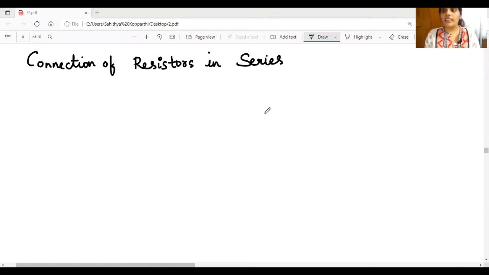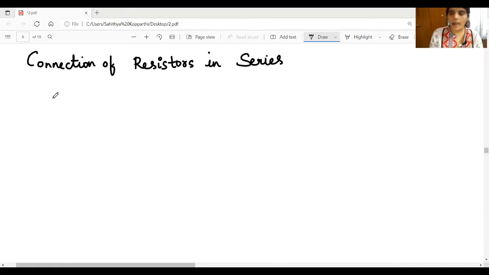Hello everyone. Today's topic is when resistors are connected in series. When you say that elements are connected in series, they share one node in common, or they're connected back to back. If all the elements are carrying the same current, then we can say that the elements are connected in series.